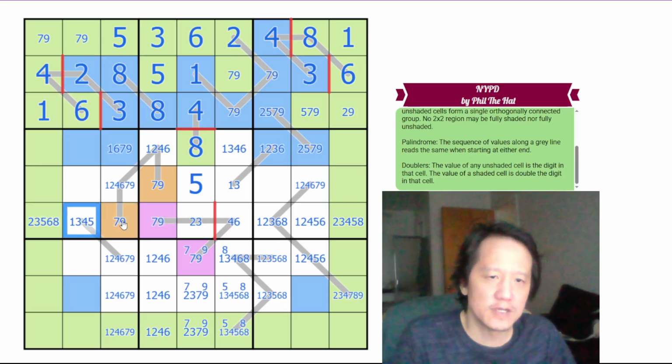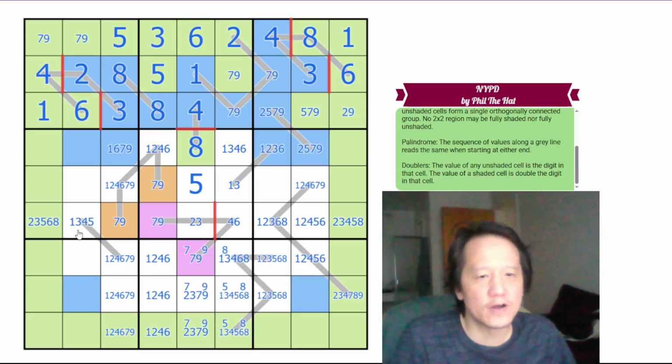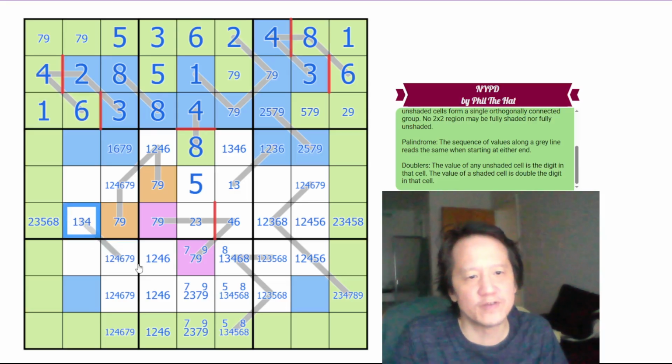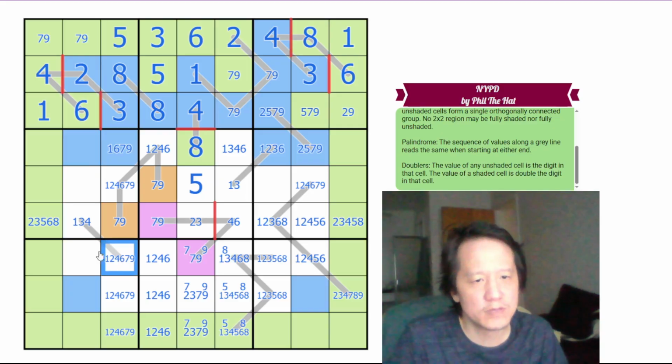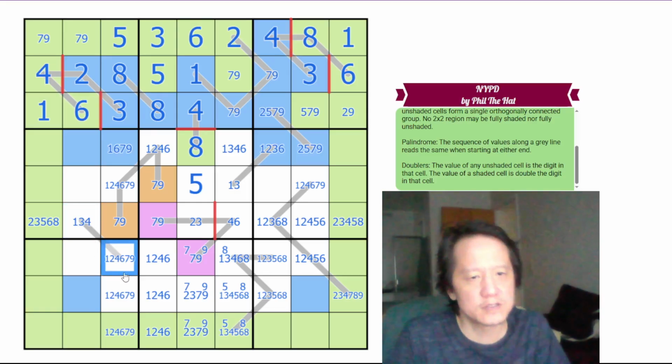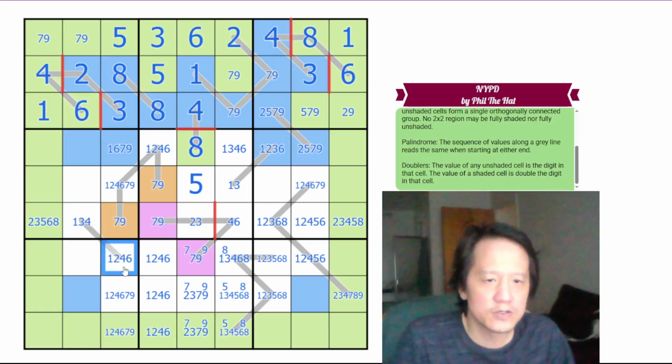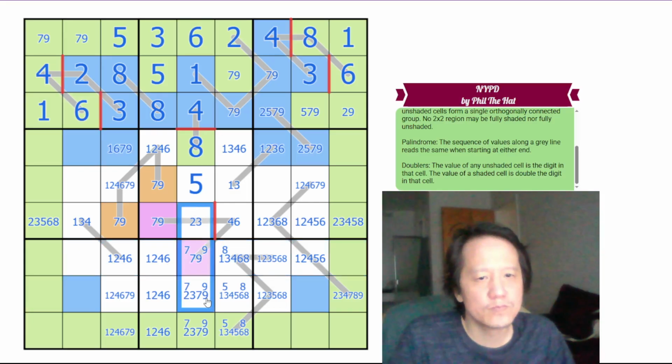So this cannot be 7, 9, 2, 6, or 8. So it's 1, 3, 4, 5. So if this were 5, this would have to be 5 here, so that doesn't work. 1 can be with 1 or 2. That's fine. 3 can be with 6. This cannot be 7 or 9. So it's 1, 2, 4, 6. One of these is 2 or 3. We're not sure which.